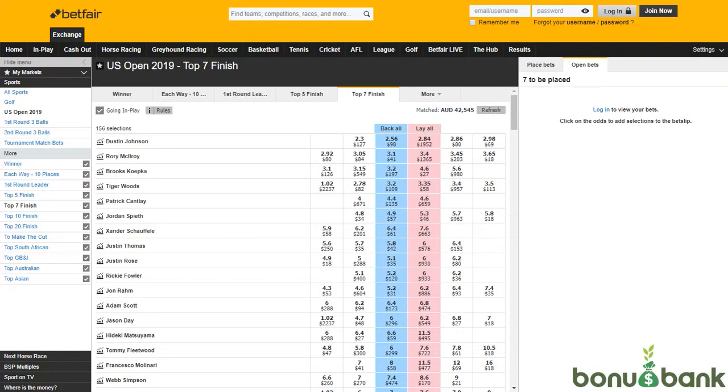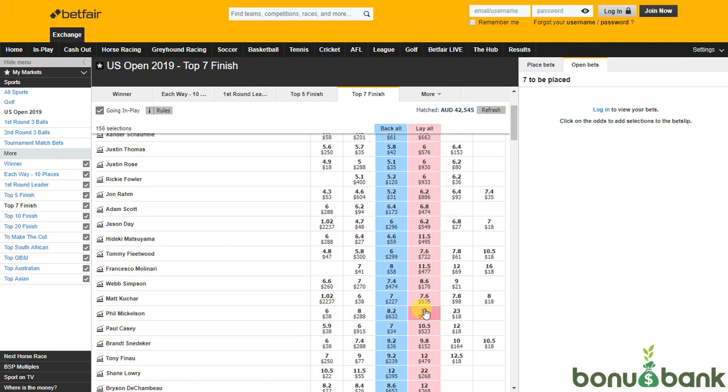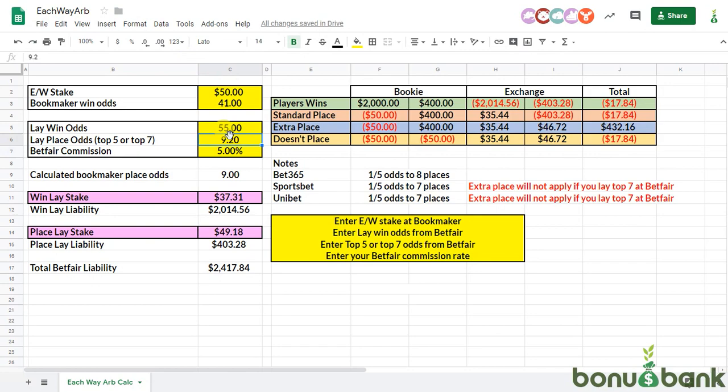We can also have a look at the top 7 market and see where he is there. So 7.6, and we can change this one. So 7.6, and then we're down to under $10 loss. We've got $440 potential profit, but again, we would only get that if he finished 8th place exactly. Any other finish, and we're going to be down that $8 there. So that's basically how you do it.